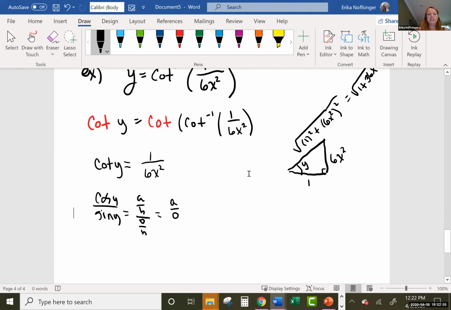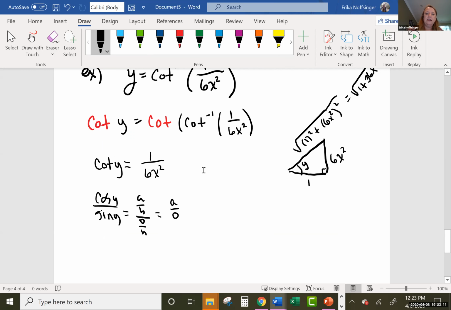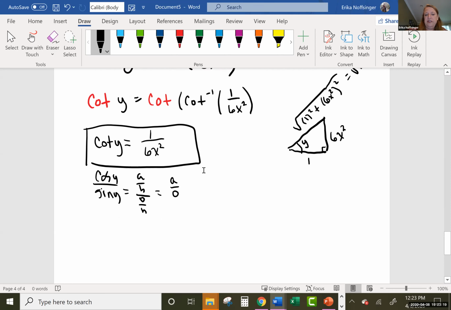Okay, so that was just to do my triangle. So that's kind of like side work so that when I take the derivative, I can use this to help me. And so right now, what we want to do is we want to take the derivative of this piece right here. And so we're going to use implicit differentiation.